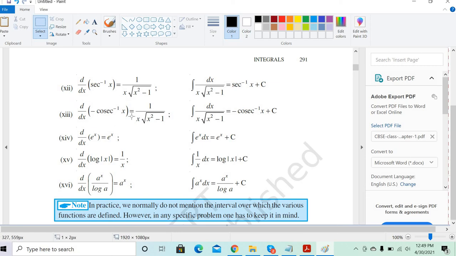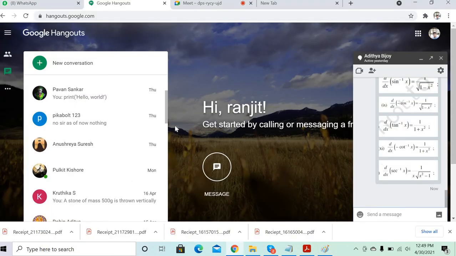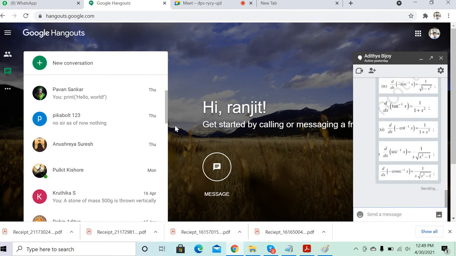Similarly, do it for the cosec inverse x now. What is the differentiation of cosec inverse x? It's just the sign changes, nothing else. Cosec inverse x differentiates to minus 1 by x into square root of x square minus 1. If you remove the minus sign, it will be minus cosec inverse x.